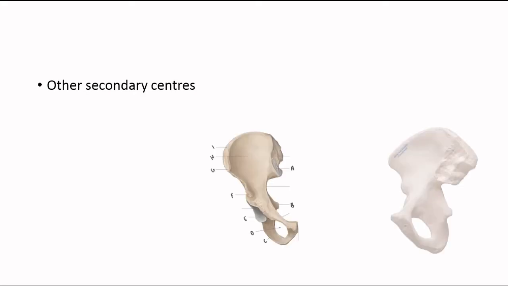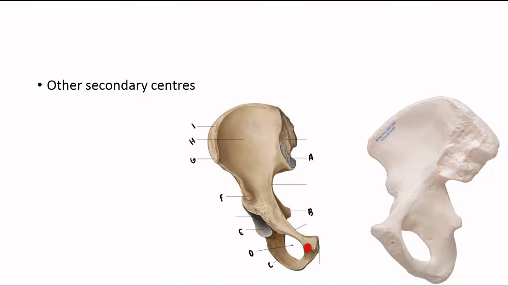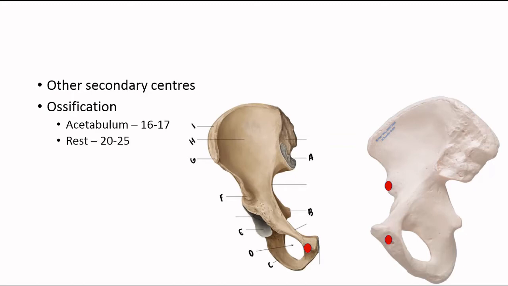There are some other secondary centers of ossification, and these are one for pubic tubercle and pubic crest, one for anterior inferior iliac crest, and one for symphysis surface of pubis, and they ossify at the age of 16 to 25 years, particularly acetabulum at the age of 16 to 17 years, and the rest of the bone ossifies at the age of 20 to 25 years.